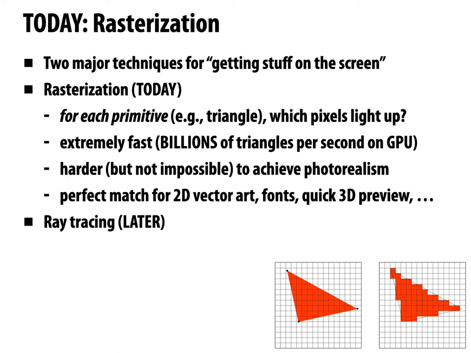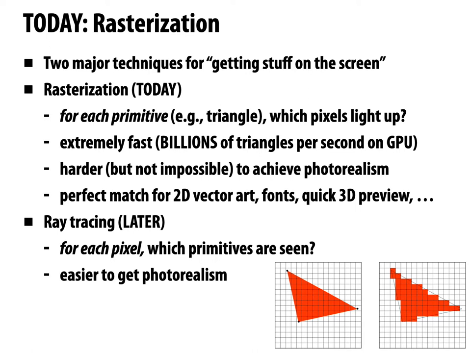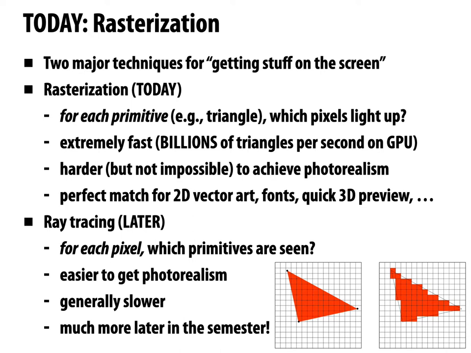So later on in the class, we're going to talk about the second technique of ray tracing, or doing photorealistic rendering based on tracing rays. And the atomic operation there is to ask, well, for each pixel, which primitives, again, which triangles or other shapes are seen through that pixel? And as we'll see, this approach makes it a lot easier to generate photorealistic images. On the other hand, ray tracing is a lot slower. We might have to wait minutes or even hours to generate one image rather than drawing billions of triangles per second or having hundreds of frames per second on the GPU. Okay, so we'll get deeper into ray tracing later on in the semester.